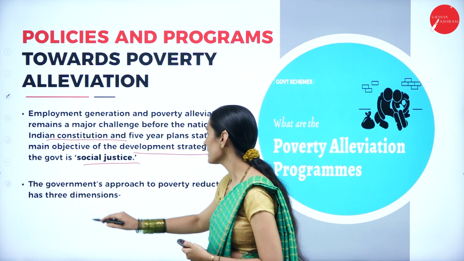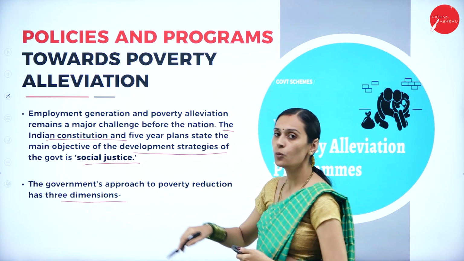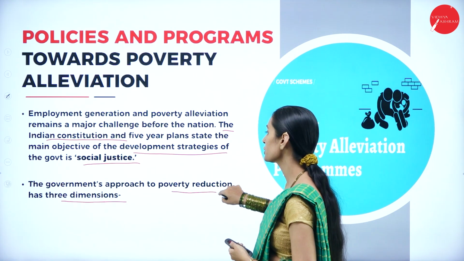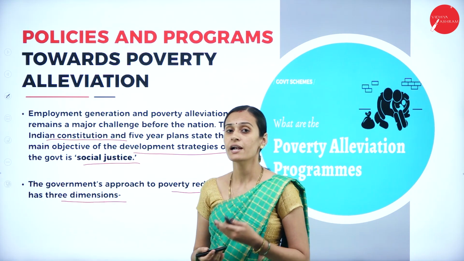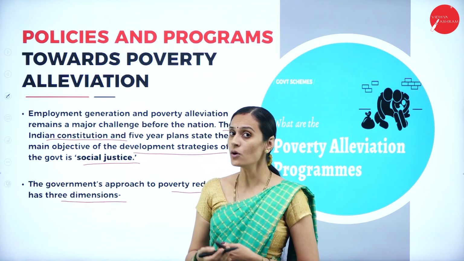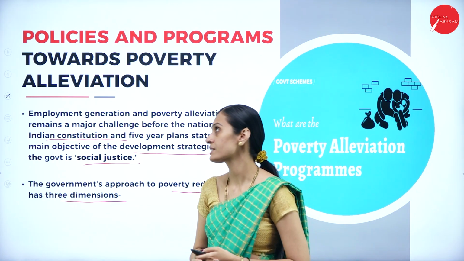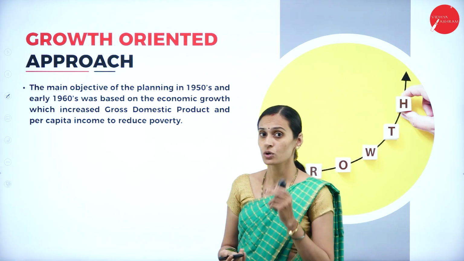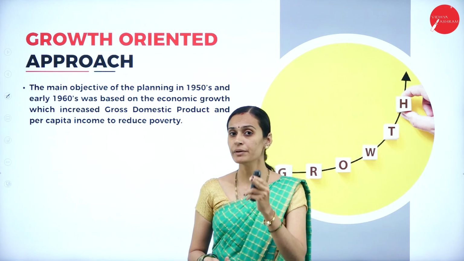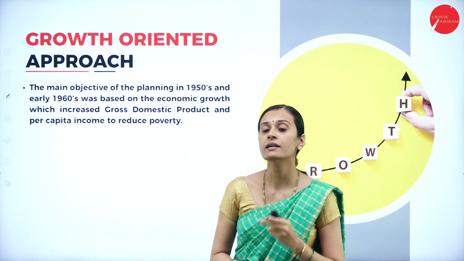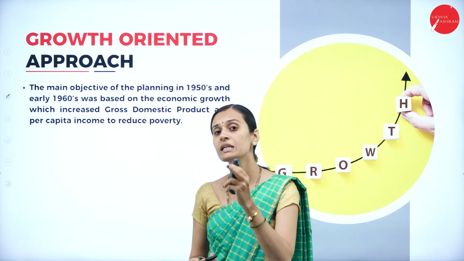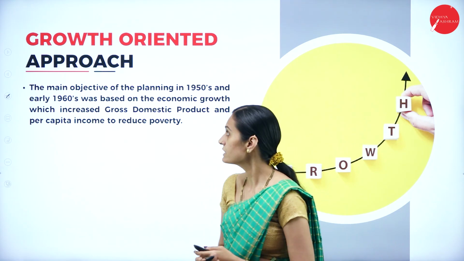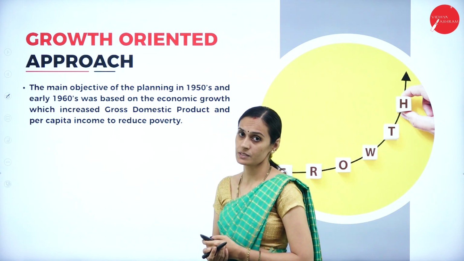Regarding this, it has three dimensions. The government's approach to poverty reduction and employment generation has three dimensions. So what are the different dimensions? Let us discuss. The first one, growth-oriented approaches; the second, income and employment generation approaches; and the third, providing the minimum basic necessaries.